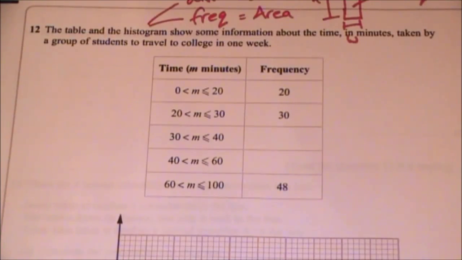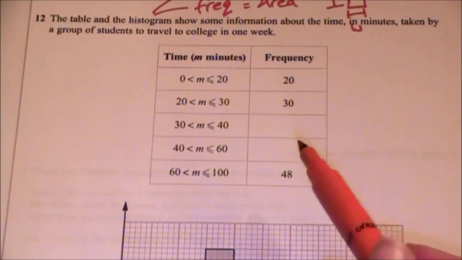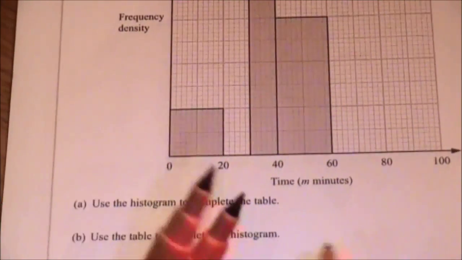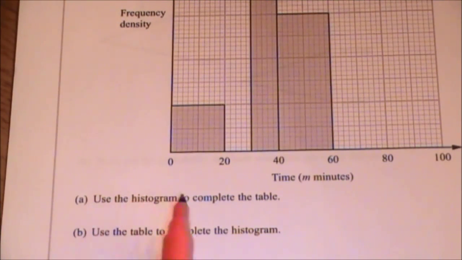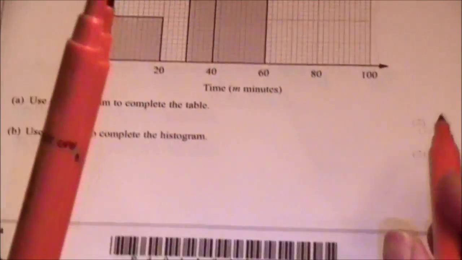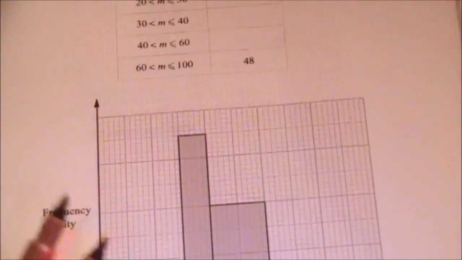So the table and the histogram show some information about the time in minutes taken by a group of students to travel to college in 1 week. Part A says use the histogram to complete the table. Part B also says use the table to complete the histogram. And there's 4 marks up for grabs there, 2 marks each.